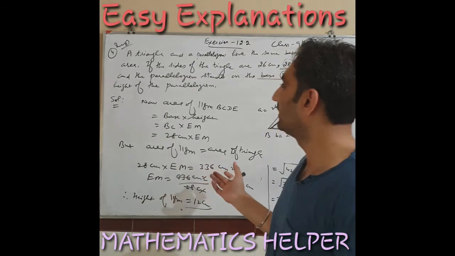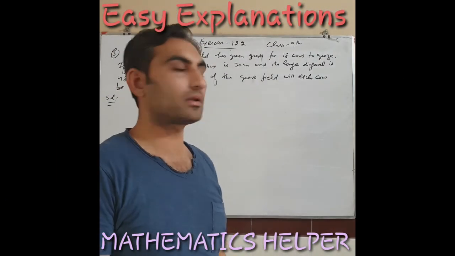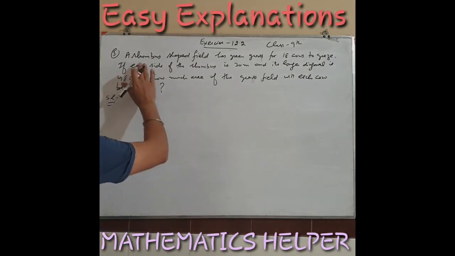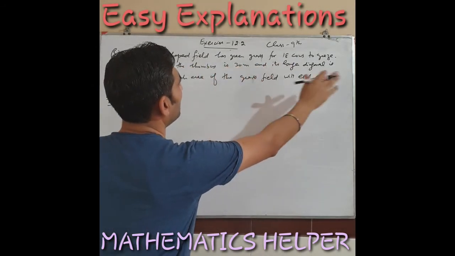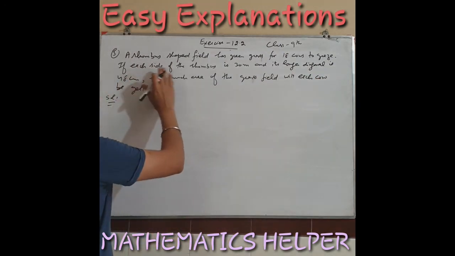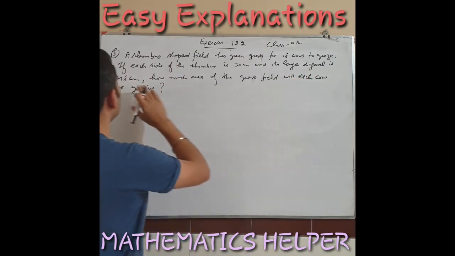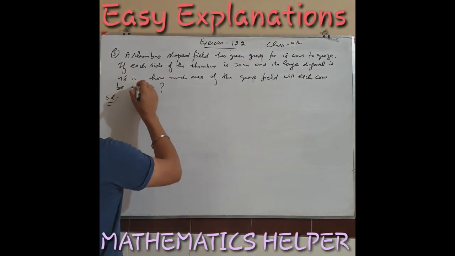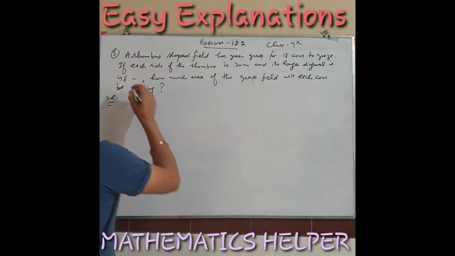Try to remember it. After this we will start question number 5. Students, next question number 5: a rhombus shaped field has green grass for 18 cows to graze. If each side of the rhombus is 30 meters and its longer diagonal is 48 meters, find how much area of the grass field each cow will be getting.